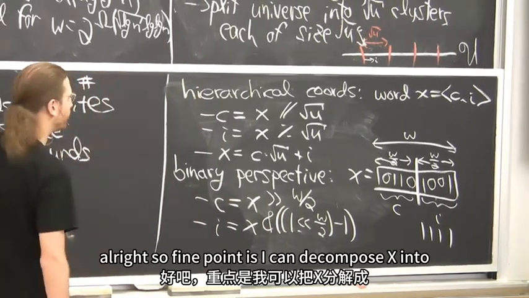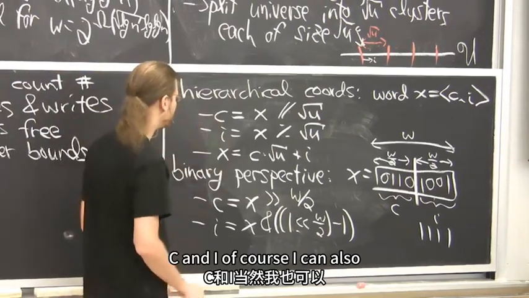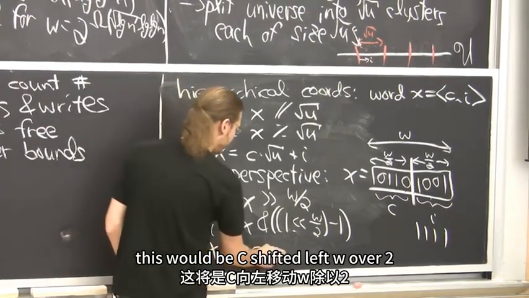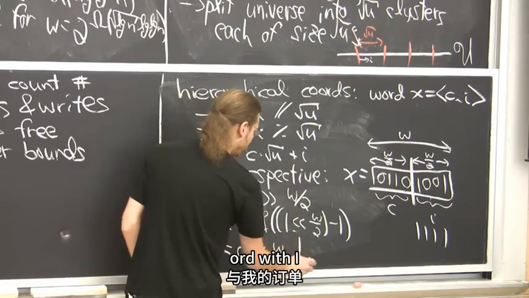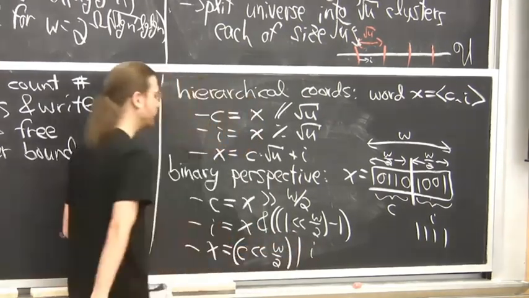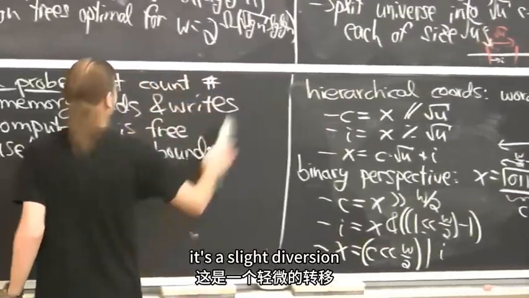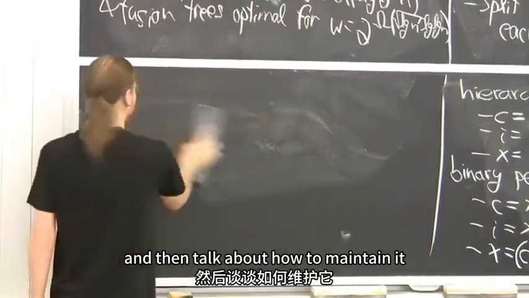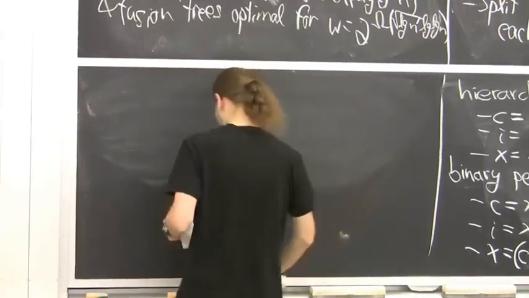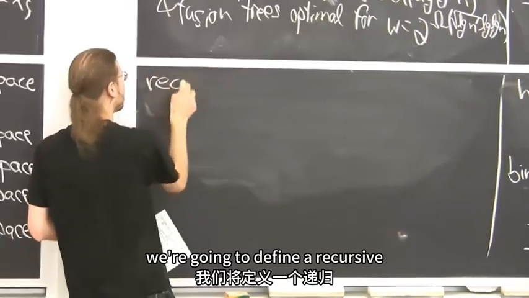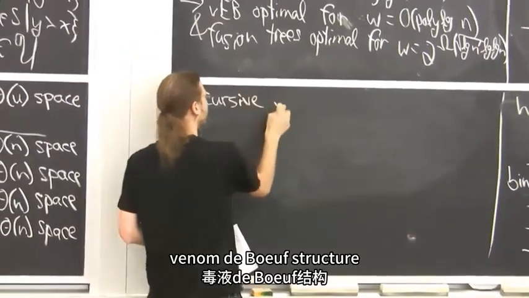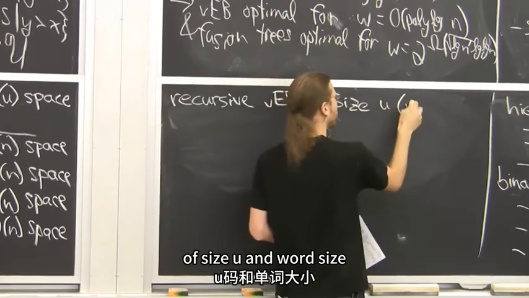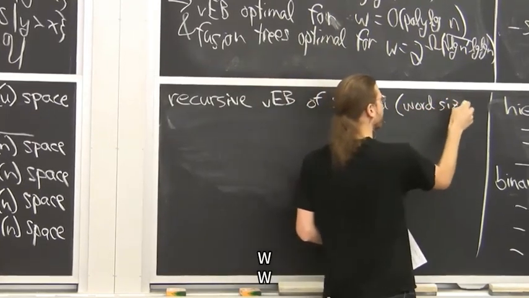All right, so fine. Point is I can decompose x into c and i. Of course, I can also do the reverse. This would be c shifted left by w over 2, ORed with i. Okay, so slight diversion. Now I can tell you the actual recursion and then talk about how to maintain it. So we're going to define a recursive van Emde Boas structure of size u and word size w.